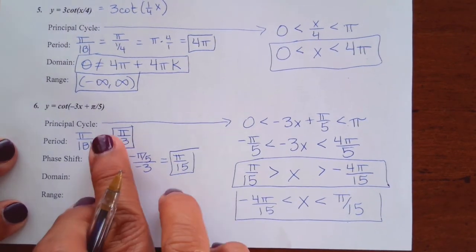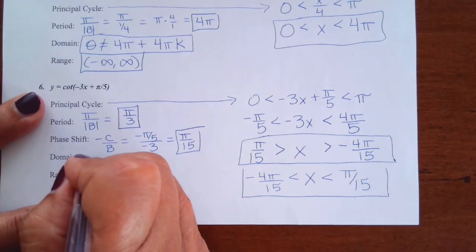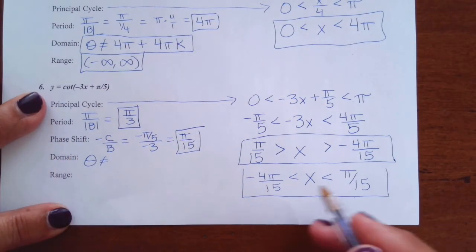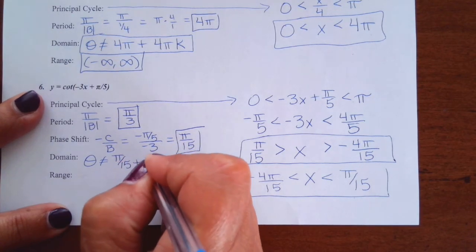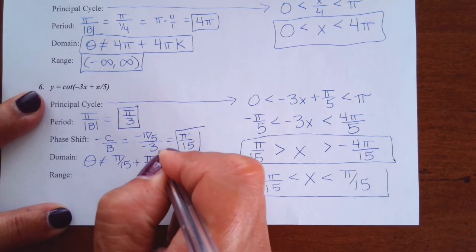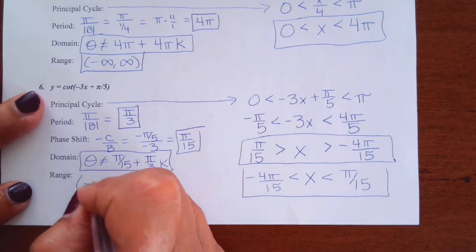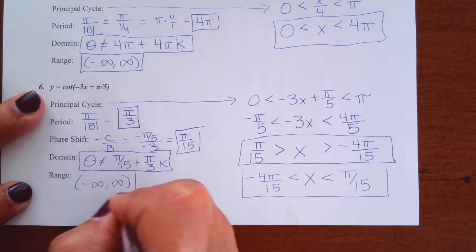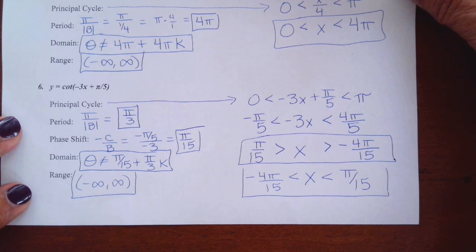All right, the domain, got your period, got your asymptotes. So you're ready for your domain. Theta can't equal either asymptote plus the period times k. There's your domain, and the range is all real numbers. Okay? All right. So that is cotangent.